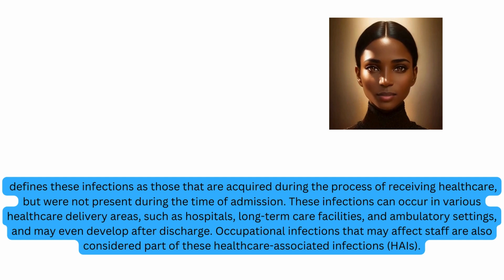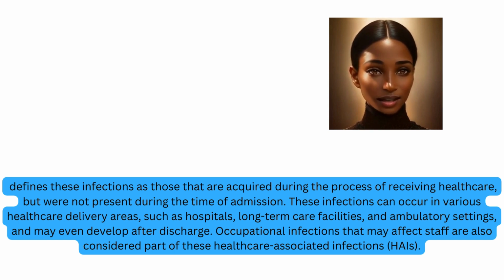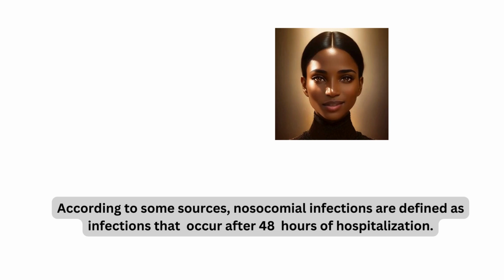The chapter on nosocomial infections in StatPearls 2023 defines these infections as those that are acquired during the process of receiving healthcare but were not present during the time of admission. These infections can occur in various healthcare delivery areas, such as hospitals, long-term care facilities, and ambulatory settings, and may even develop after discharge. Occupational infections that may affect staff are also considered part of these healthcare-associated infections, HAIs. According to some sources, nosocomial infections are defined as infections that occur after 48 hours of hospitalization.